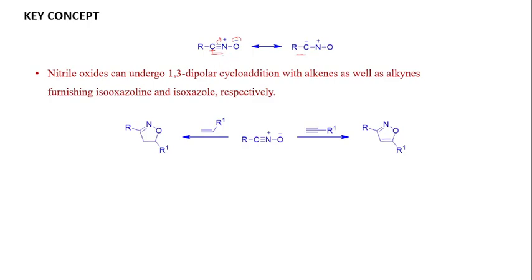Now this can undergo a 1,3-dipolar cycloaddition with alkenes, and then we will get this isoxazoline product, and it can also undergo cycloaddition with alkyne, then we will get this isoxazole product. So how can it happen? Suppose this O minus attacks on this alkene carbon center, it can add on this carbon and this electron will move to the nitrogen. So we will get this isoxazole product. In a similar way, it can add to this alkene and give this isoxazoline product.